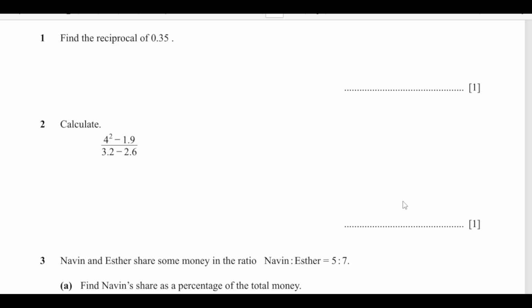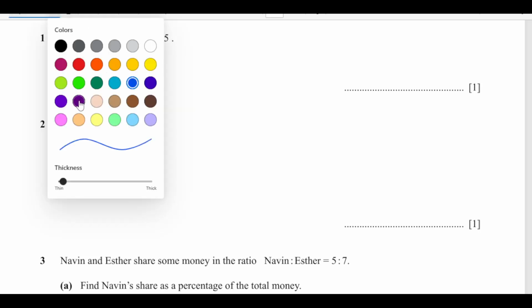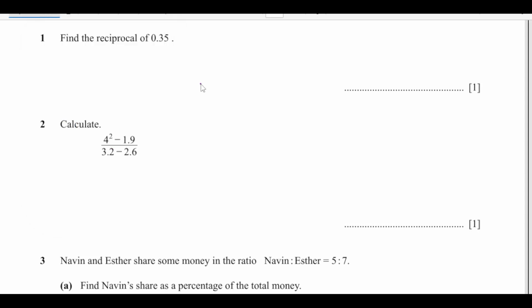So let's start. The first question that we have over here is: find the reciprocal of 0.35. First of all, I will convert this 0.35 into a fraction, which is 35 over 100, right? So we can simplify this: 5 times 7, 5 times 2. So this is 7 over 20. So what will be the reciprocal? The reciprocal is going to be 20 over 7. We just need to swap the numerator and denominator. So 20 over 7 is the final answer.